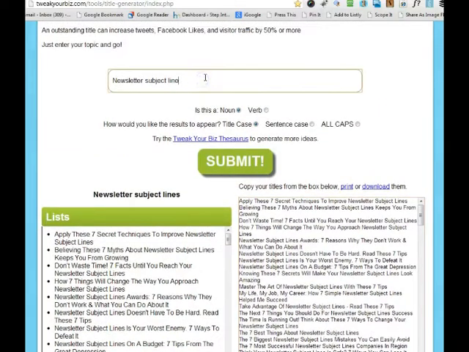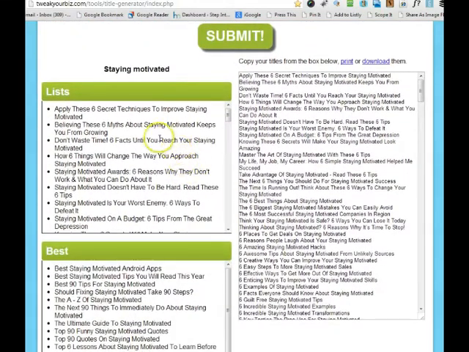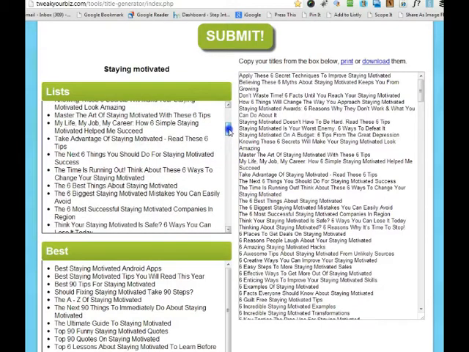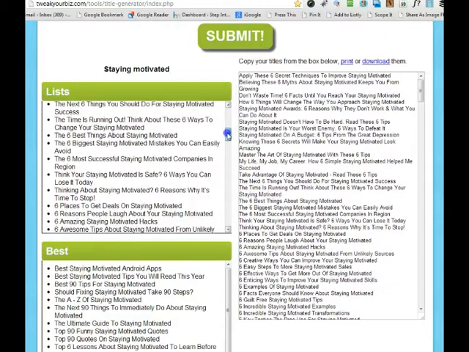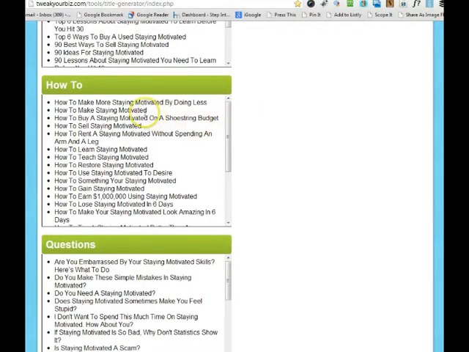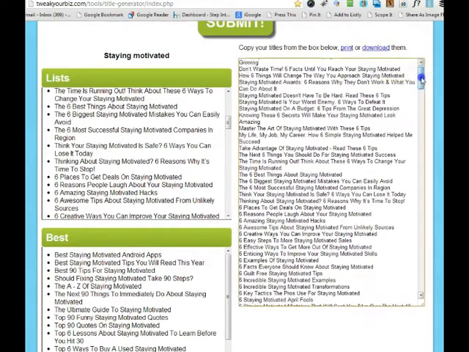What if your topic is not newsletters? What if your topic is, how about staying motivated? Let's put that in, click submit. Let's see what it comes up with. So in lists, apply these 6 secret techniques to improve staying motivated. That's not a bad subject line. Staying motivated on a budget. And again, these are just ideas to spark your imagination, and then I'm sure that you could write a little article on this. And you can see that there is a pattern. It mentions Android apps again here. So there's a pattern to these results, no matter what the topic is. But once again, it gives you all these different ideas, and then it gives you the whole list that you can save by printing or downloading.